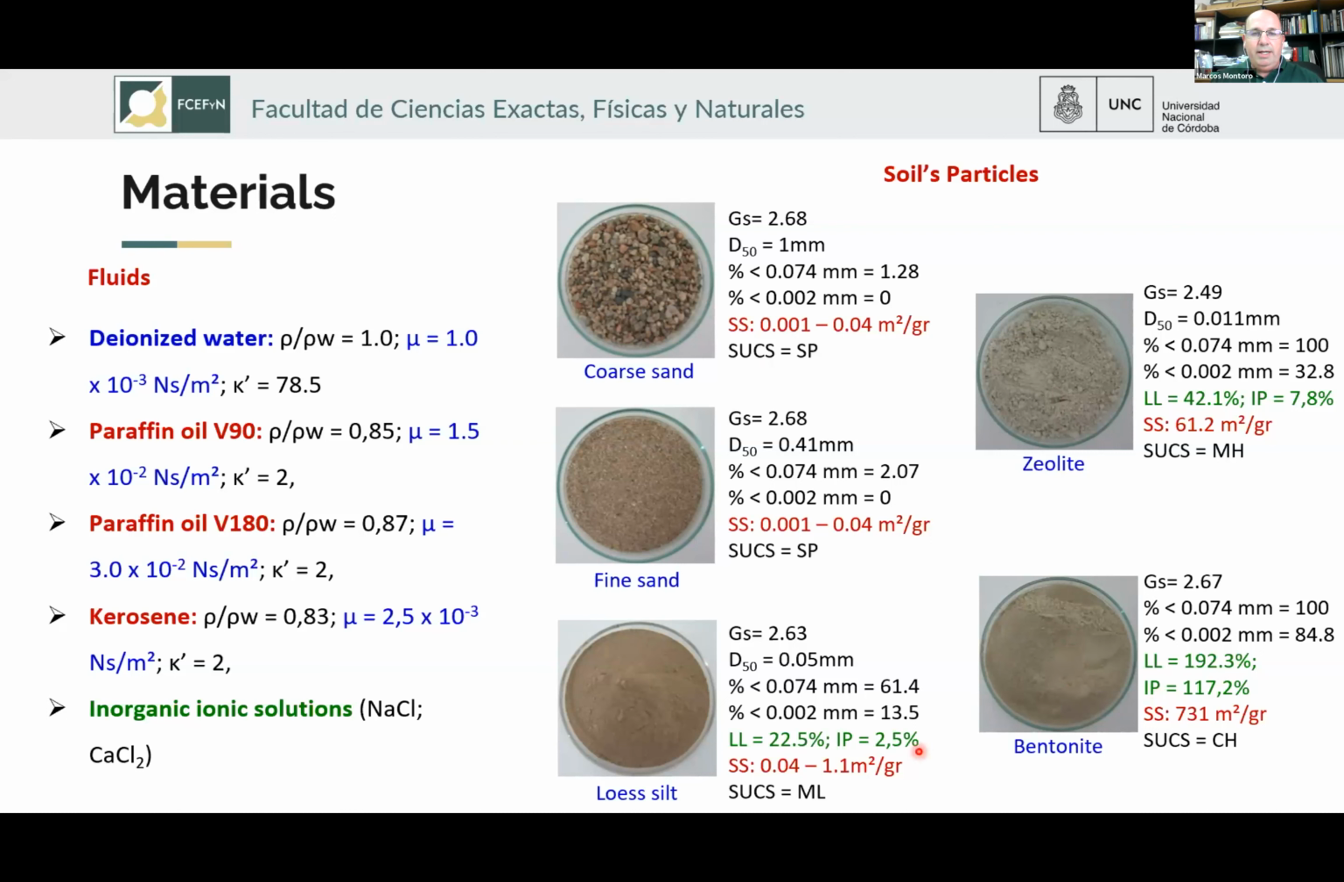It is important to highlight the differences in the values of the specific surface area of each particle type, as well as the Atterberg limits values of each particle type.